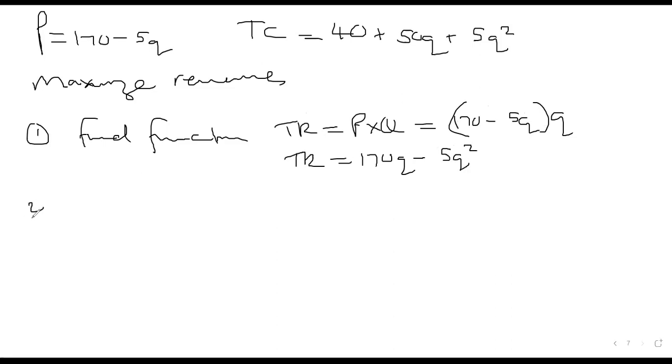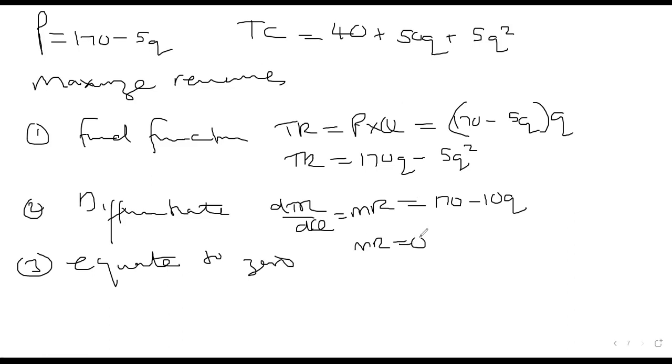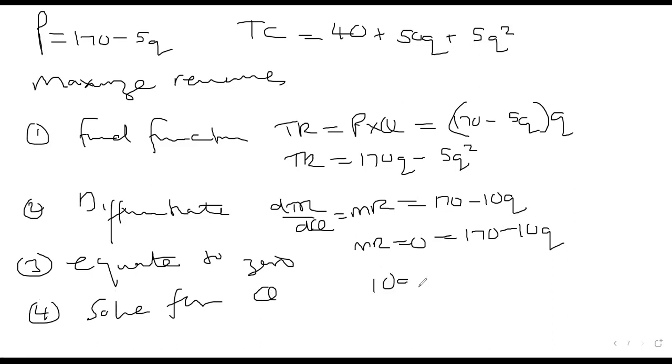Find that function. Step 2, who remembers? Differentiate, right? So we're going to differentiate the TR over the Q. This is called our marginal revenue. So what do we get here? 170 minus 10Q. Step 3, what do we do? We equate to 0. So if our MR is equal to 0, we have 170 minus 10Q equals 0. Step 4, you solve for Q. So when this one comes inside, we have 10Q is equal to 170. Divide both sides by 10, and our Q becomes 17. So what we've done is just to maximize.